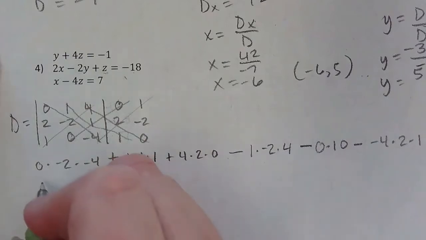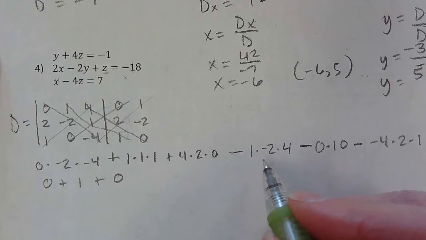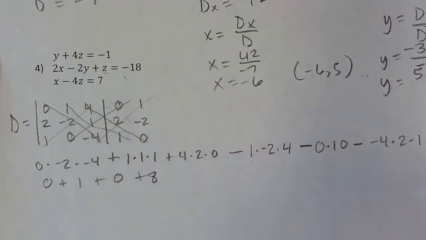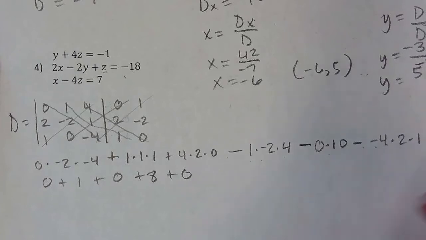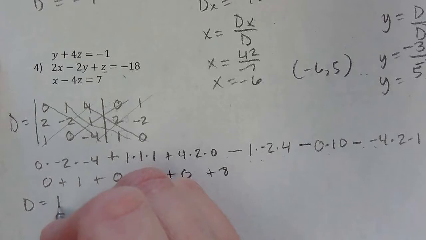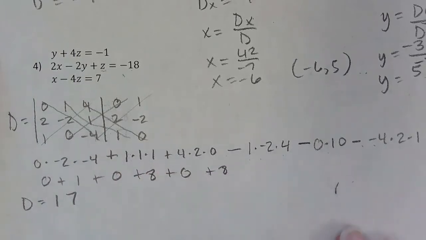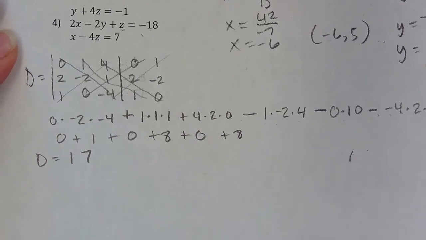So let's just go through and work this out. 0 plus 1 plus 0. This is going to be a +8, another 0, minus negative, another +8. So it looks like D is going to be 17. That means all these other values that we come up with should be multiples of 17, because I'm not going to give you any fractions on this.